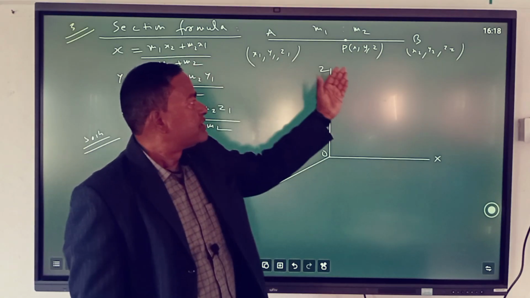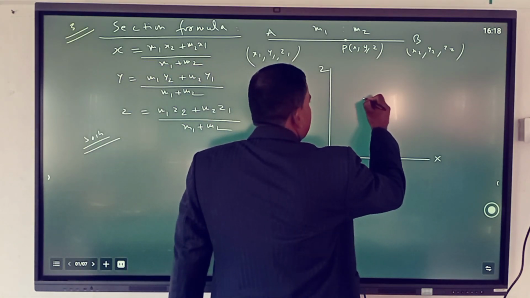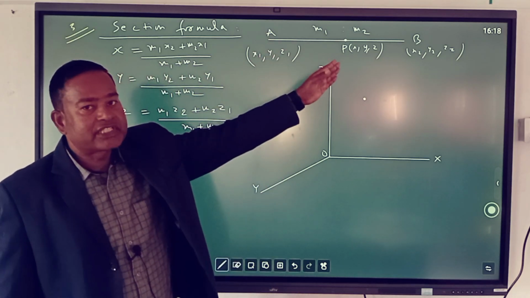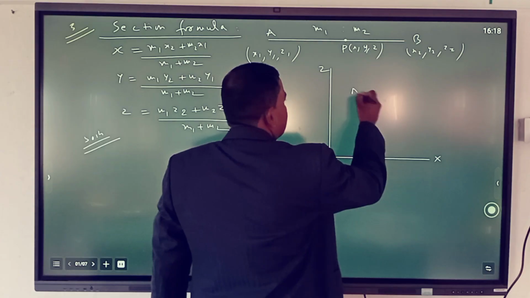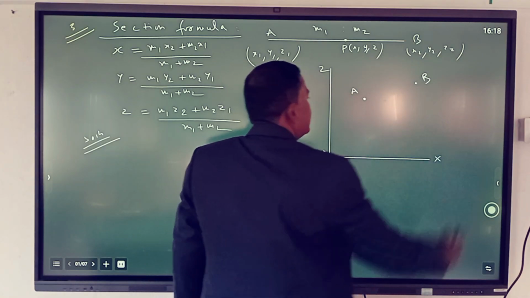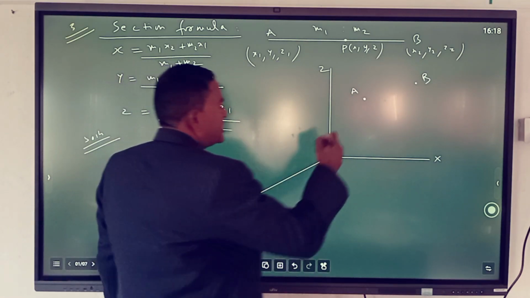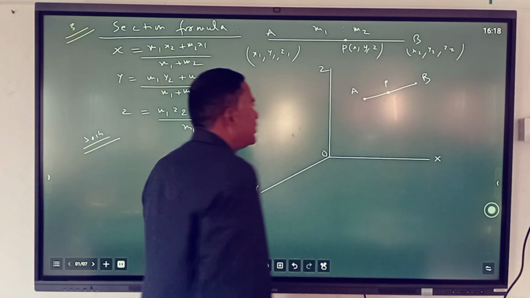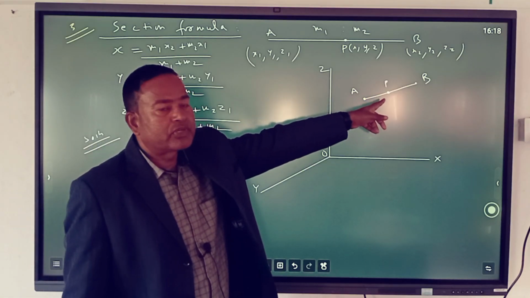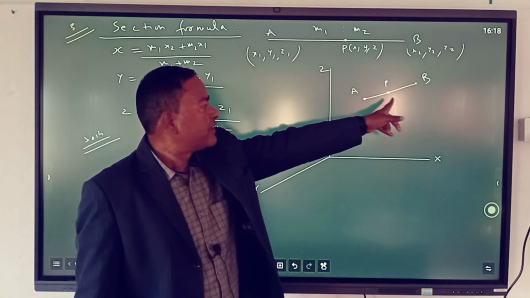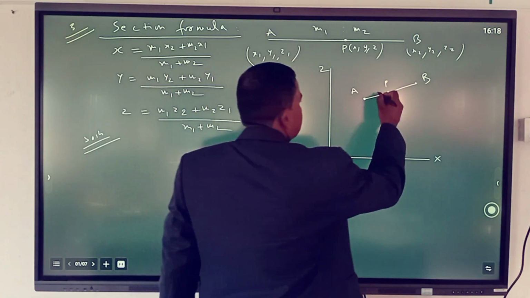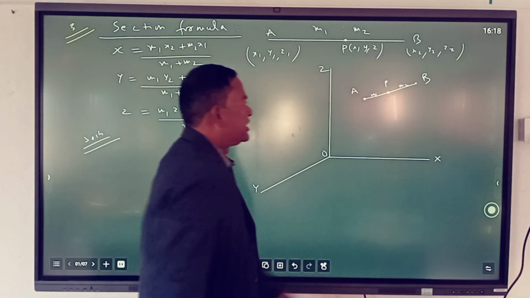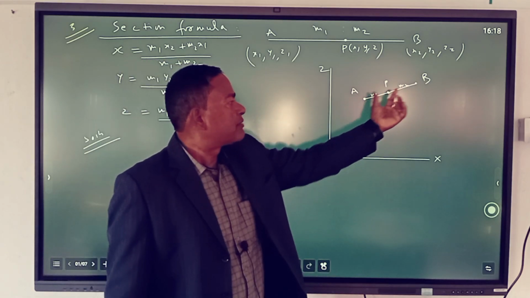So now we take two given points A and B, which are in this space. And dear student, we have to find the coordinates of the point P, which divides the join of AB in the ratio m₁:m₂. P divides AB in the ratio m₁:m₂.